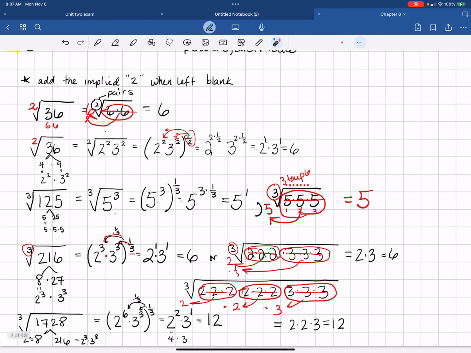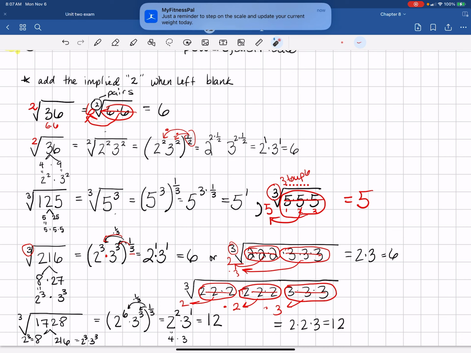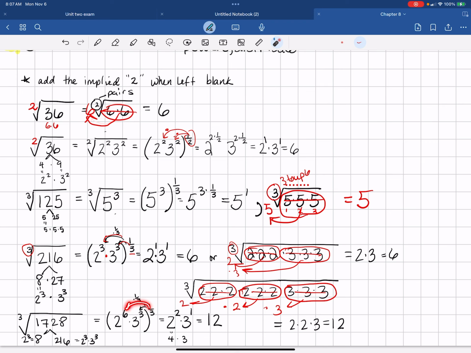This next one, we have the cube root of 1,728. That number happens to be 8 times 216. So I have a 2 cubed here, and I have another 2 cubed. So in essence, I have 2 to the 6, 3 cubed. And here, when I multiply 2 to the 6 by 1/3, I get 2. And 3 times 1/3 is still 1. So now I have 2 squared times 3. 2 squared happens to be 4 times 3, and I get 12.